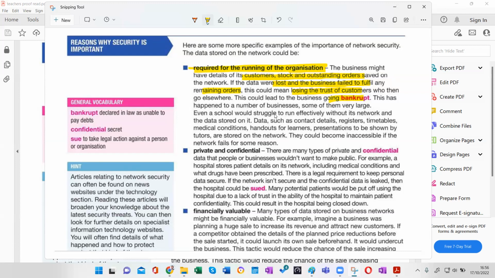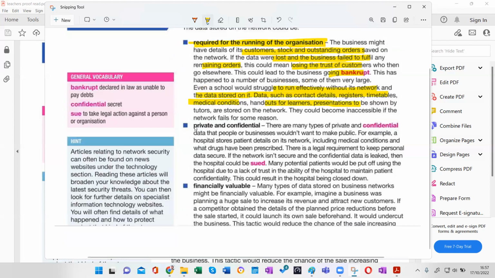Even the school would struggle to run effectively without its network. If the payment gateway is out of order, they can't manage your payments. You have already paid, but the school says you didn't pay. Chaos. And data stored on it, such as contact details, registers, timetables, medical conditions, handouts for learners, presentations, all are at risk. Private and confidential.